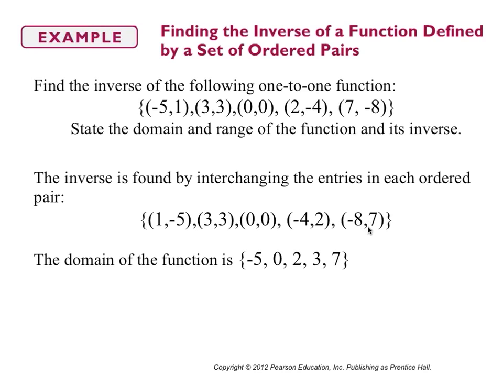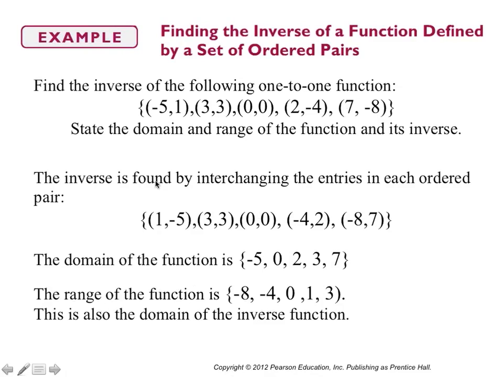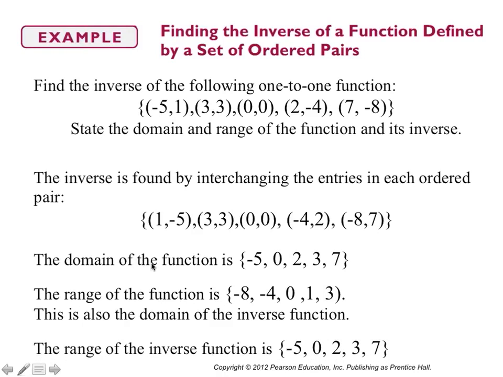So the domain of our function is going to be basically just all of our x's, and this is from our original function. We have -5, 0, 2, 3, and 7. So this is from our original. Now if we look at the range of our function, we had a -8, a -4, a 0, a 1, and a 3. If you look at that though, the range of our original function is actually the same as the domain of our new inverse function. And then the range of the inverse function is actually going to be the same as the domain of the original. So domain and range just flip-flop when you're talking about inverse functions.